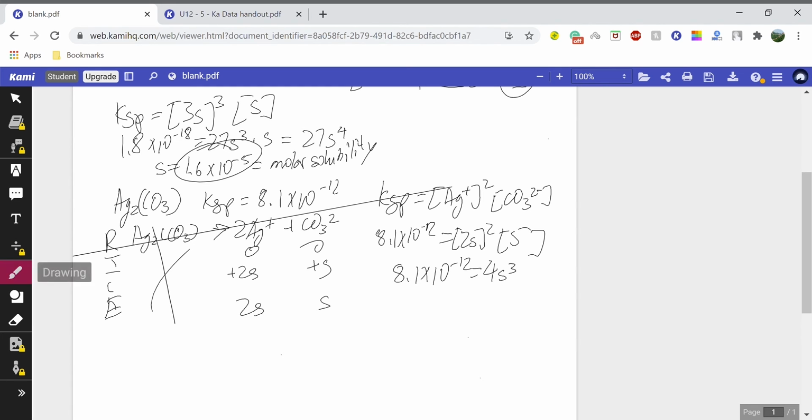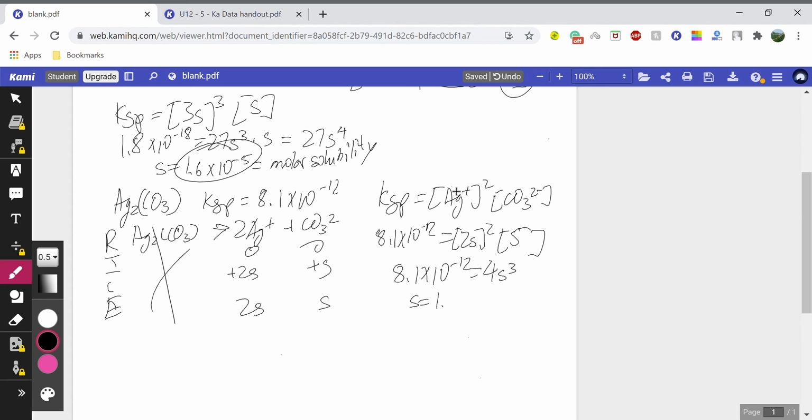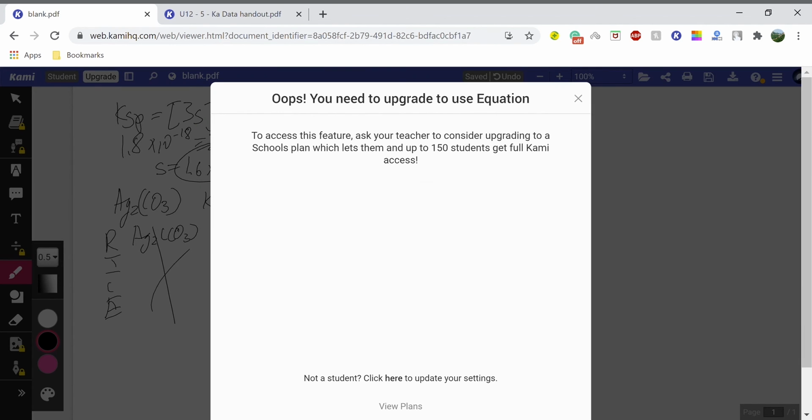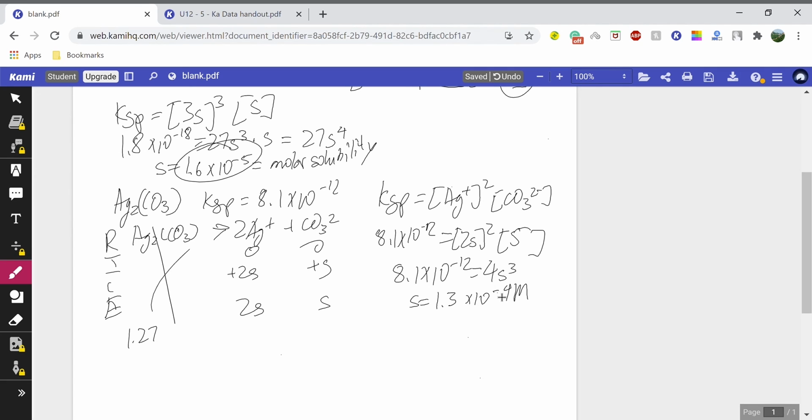Now we can just take 8.1 e to the negative 12 divided by 4 and take the cube root of it. S is equal to 1.27 times 10 to the negative 4th power. What is this? This is molar solubility. So this is moles per liter: 1.27 times 10 to the negative 4th moles per liter.